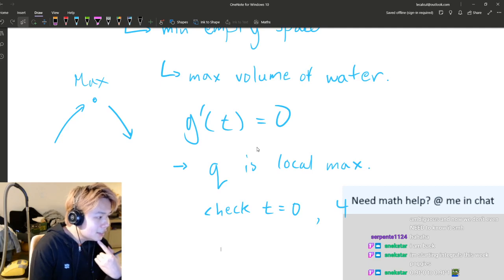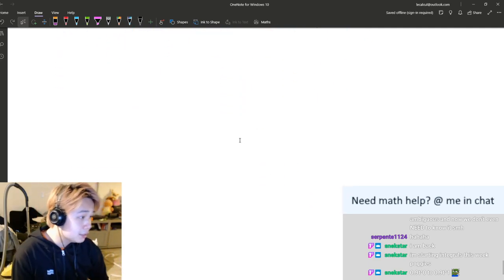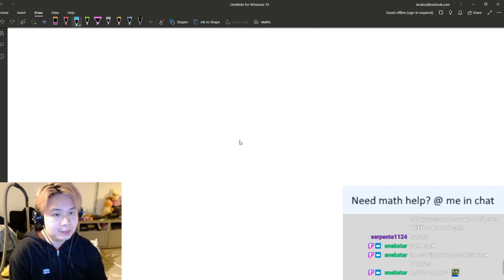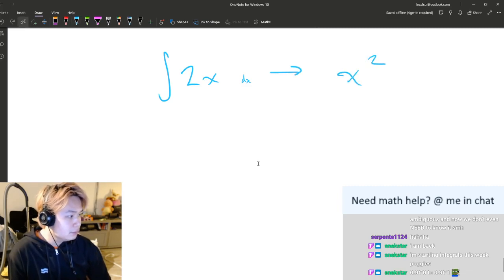Yeah. You should be able to take basic integrals because you know your derivatives. For example, what's the integral of 2x? It's more or less x squared, because if you take the derivative of x squared, you'll get 2x. You just go backwards.